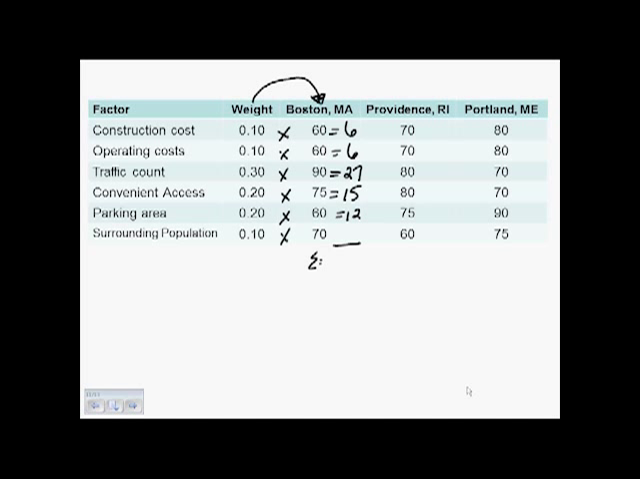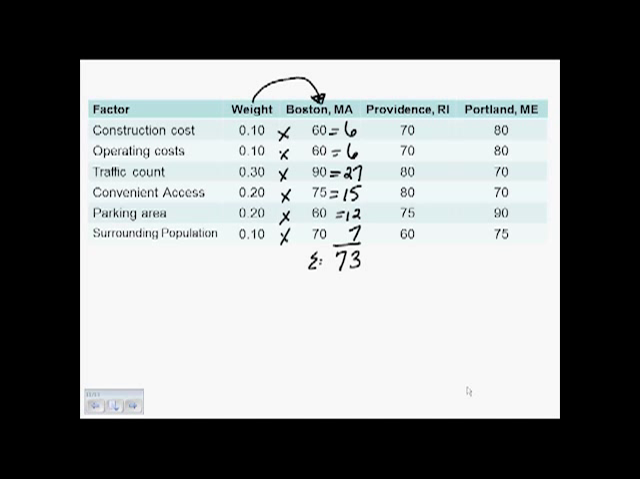And the surrounding population, we gave it a 70. Its weight is 0.10, so that is going to be a 7 after we multiply those together. Now to find the weighted score for Boston, we just add these numbers together. So 6 plus 6 plus 27 plus 15 plus 12 plus 7, if I did my math right, is a 73. So the weighted score for Boston is 73.